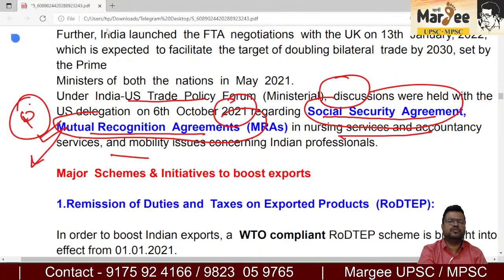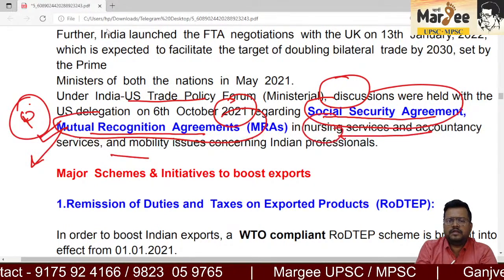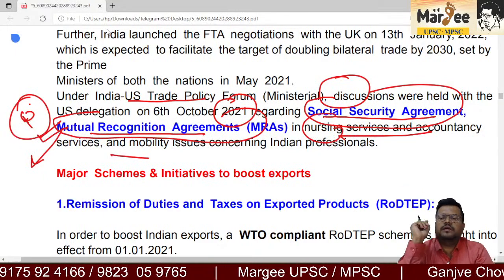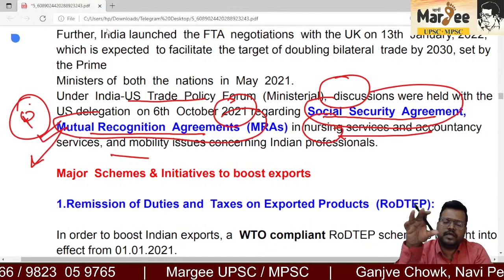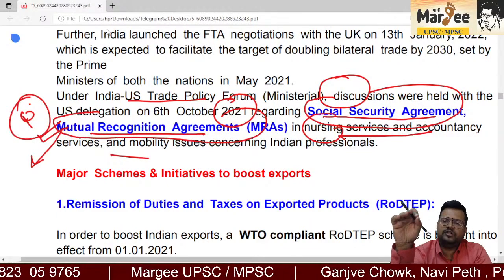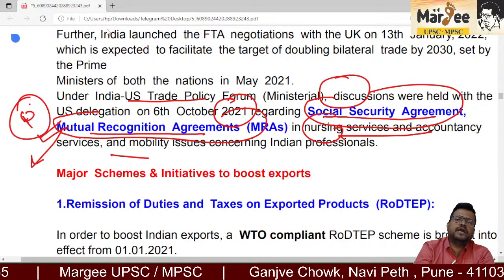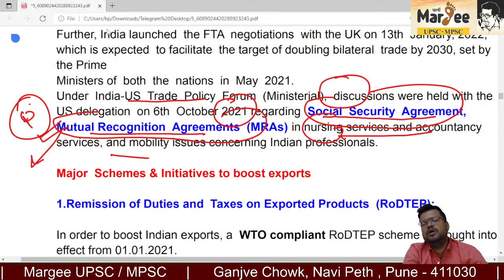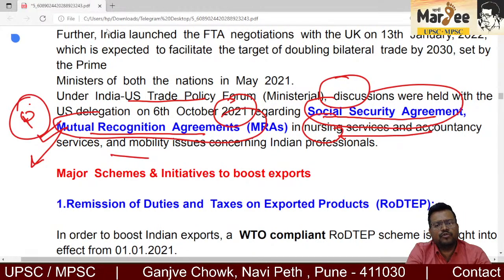What is this mutual recognition agreement? Consider Indian nurses going for service in USA. If they are recognized in India, if they are recognized institutionally or legally in India, they will also be recognized in USA. So it will lead to better mobility of labor. This is the mutual recognition agreement.